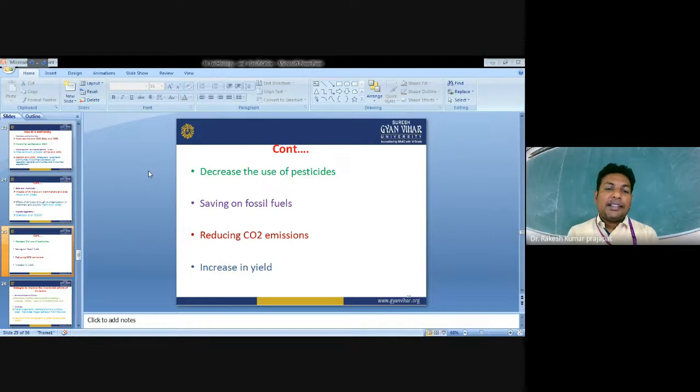So what are the advantages? Decreased use of pesticides. If we adopt these Bt transgenic crops, we definitely have to use less pesticide. So obviously it saves our cost of crop production, saves fossil fuels, and reduces CO2 emissions, because if we are using different insecticides, they definitely release CO2 into the environment. Also, an increase in the yield.